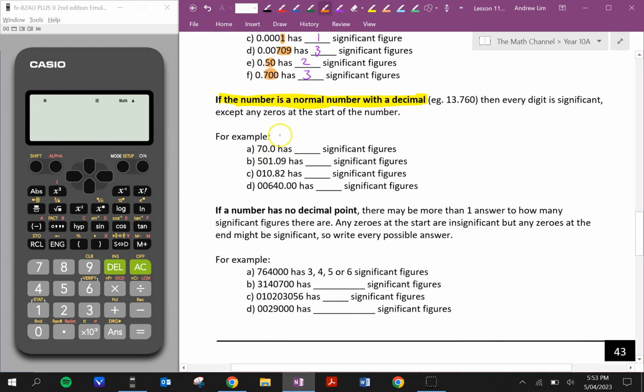question A, 70.0, all of them is significant. 3 significant figures. B, all of them are significant. It has 5.